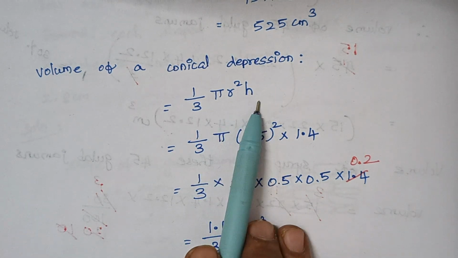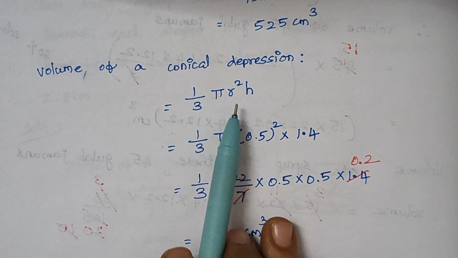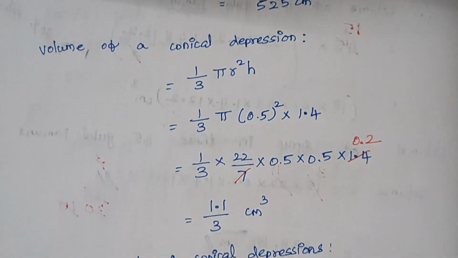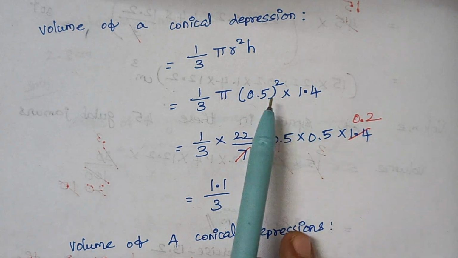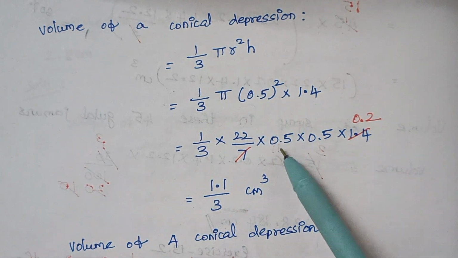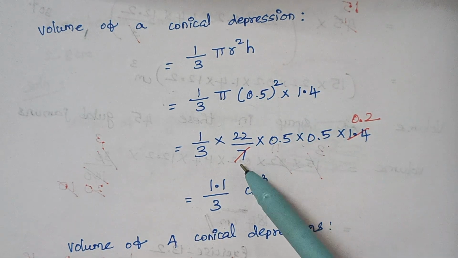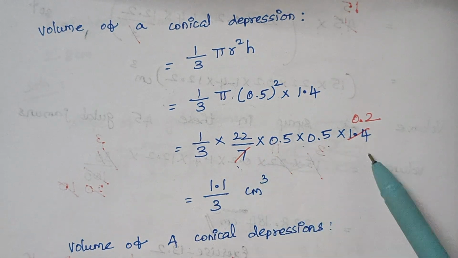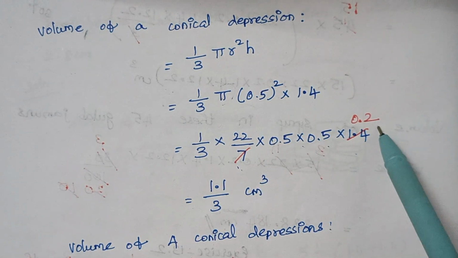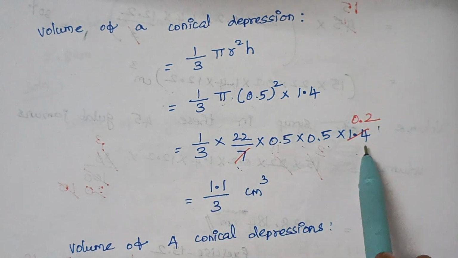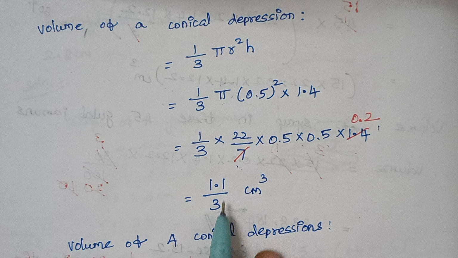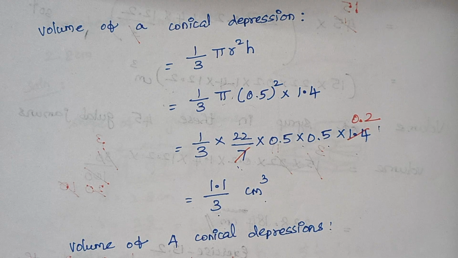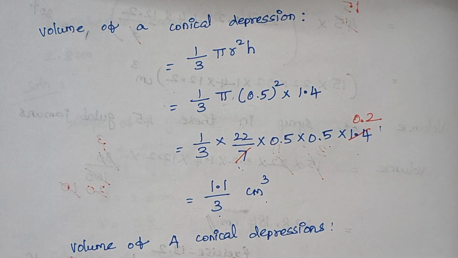The radius and height are given in the problem directly. So just substitute the values. Radius is 0.5 and h is 1.4. Since it is 0.5 square, I am writing it as 0.5 into 0.5. And here pi is nothing but 22 by 7. So the 7 and 1.4 cancel, giving 0.2. Once you simplify, we get the answer as 1.1 by 3. Again, since it is a volume, it is centimeter cube. So this is the volume of a conical depression.